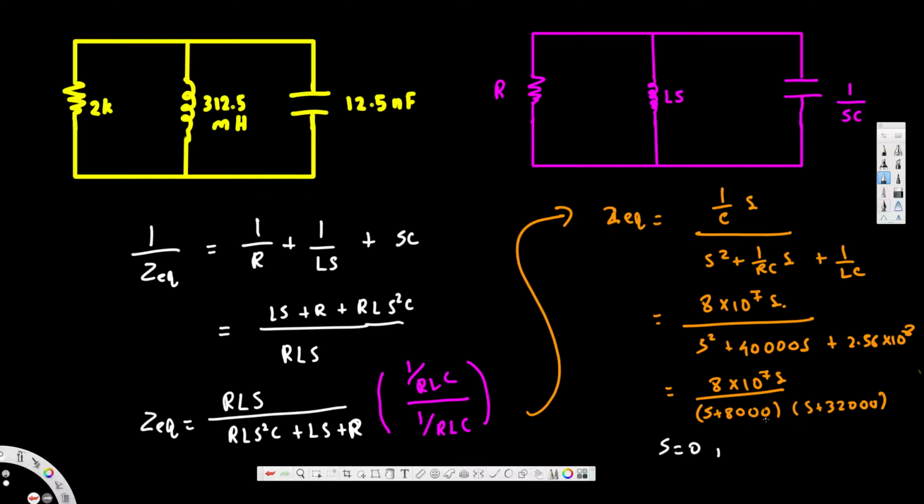Like S plus 8000, if you equate this to 0, what's going to be the S value? That's p1. That's going to be the pole. In our case, this is going to be negative 8k radians per second, and p2 is for this one. That's going to be negative 32k radians per second, and that's how we do this kind of problem. I hope this helps. Thanks for watching.